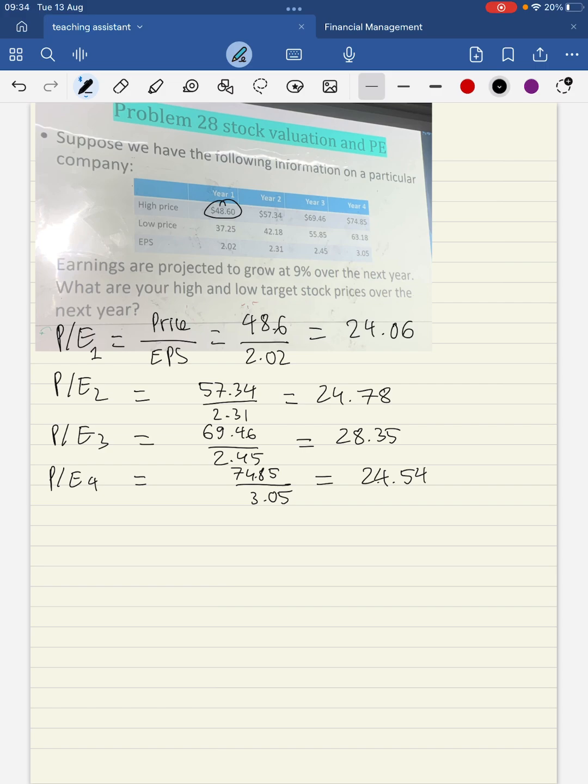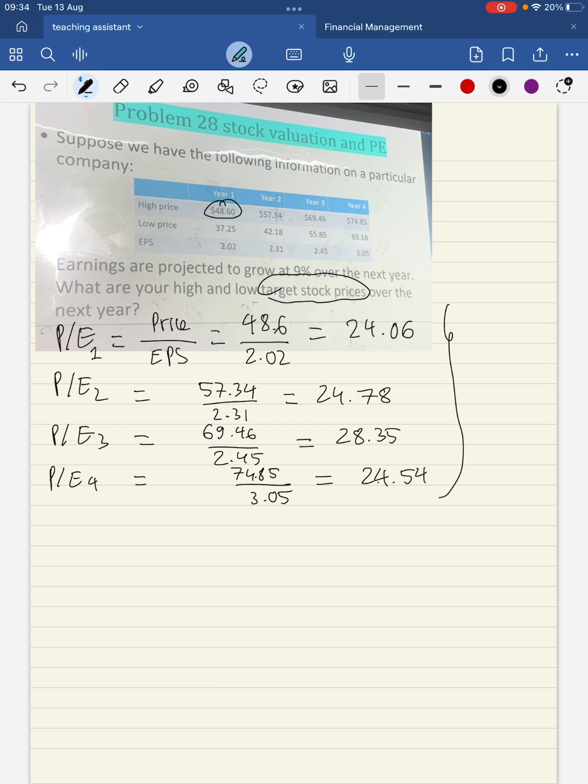24.54. So for this exercise, we can only forecast the future price because we are asked to answer what is the price of the stock next year, the target stock price. So the keyword is target. Target means we don't even know what it's going to be yet, and therefore we need to make a forecast. So in the finance world, to forecast the price of the stock in the future, people are going to look at the price to earning ratio of the previous years.